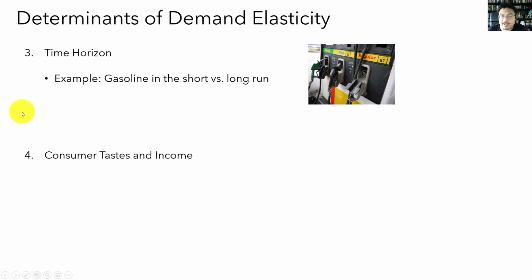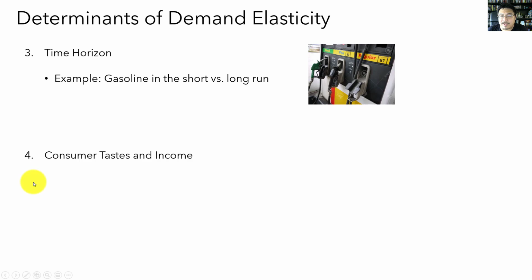Finally, since demand curves are always created by the utility maximizing decisions of consumers, it should go without saying that ultimately what really determines the elasticity of a demand curve is the preferences of the consumers themselves, right? And that's going to be affected by things like their tastes, their income, and other characteristics about the consumers.